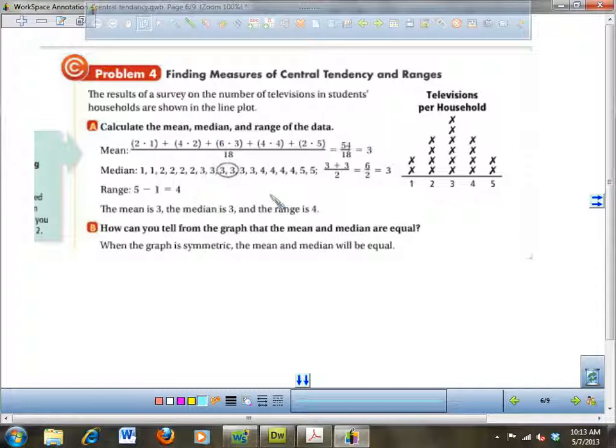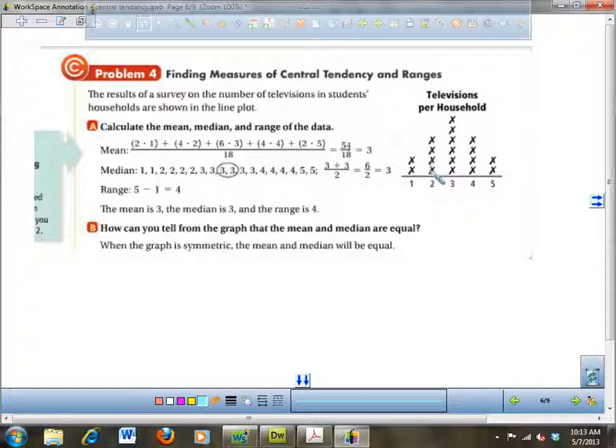So this example is all kind of done for you. But what you're given is this set of data here. So what this means is there are 2 people who have 1 TV. In this survey taken, there were 2 people who had 1 TV.